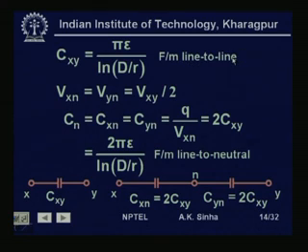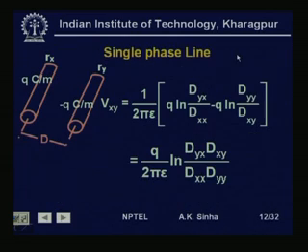Now, if we see this system, in the center we will get 0 voltage, because this will be a positive potential and this will be an equal negative potential. So, by symmetry, at the center we will get a 0 potential, or the potential of the ground or the neutral.